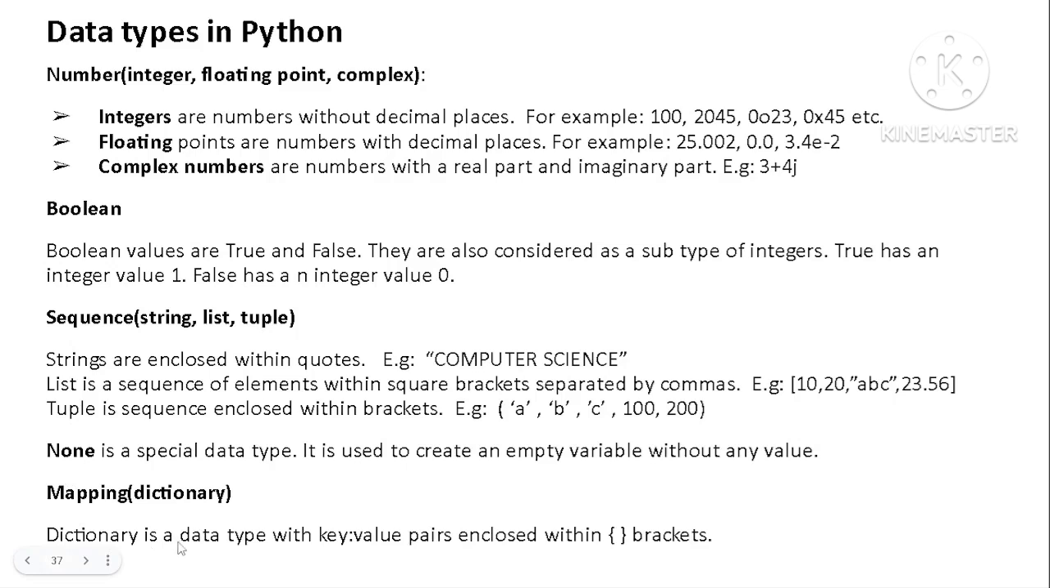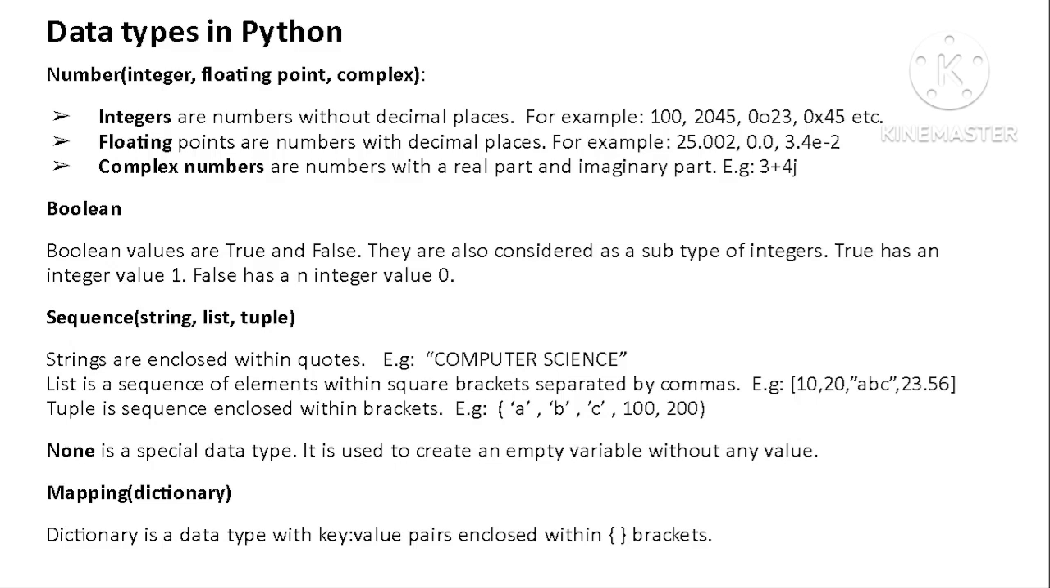Then dictionary is a special mapping data type. Why do you say mapping? A value is mapped to a key. So within curly brackets, you have to give key value pairs. Key colon value, comma, key colon value. Inside these curly brackets. That data type is called a dictionary.